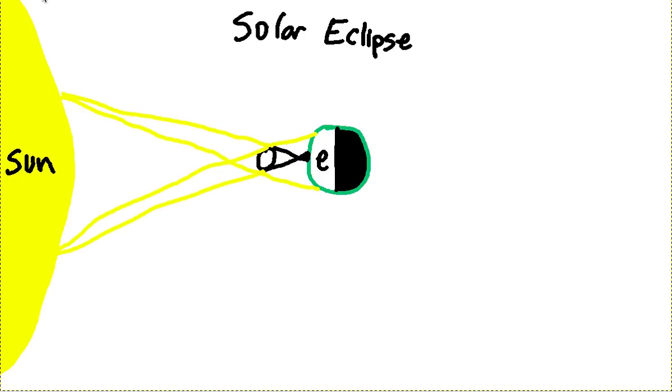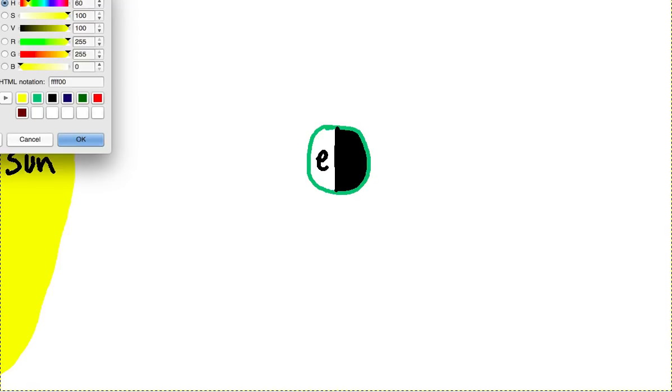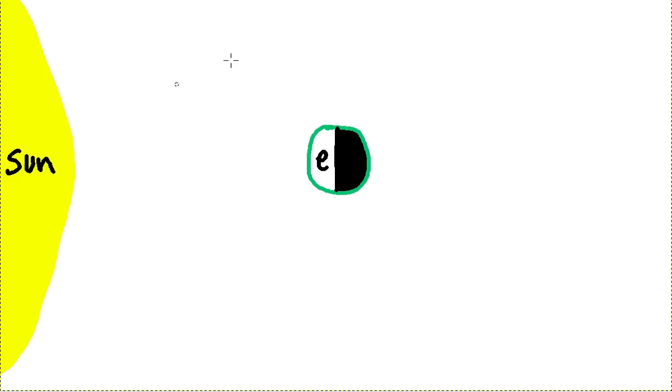Okay, so let's see if I can back this up all the way. There we go. And get rid of that, and we'll start all over again with the second type. The lunar eclipse. So this is fairly common.